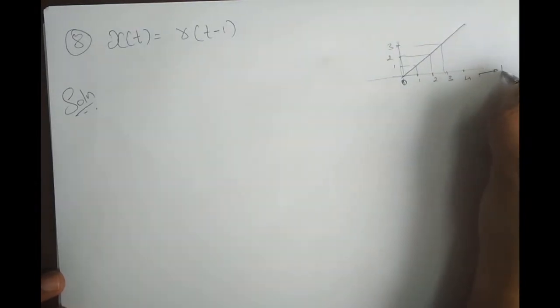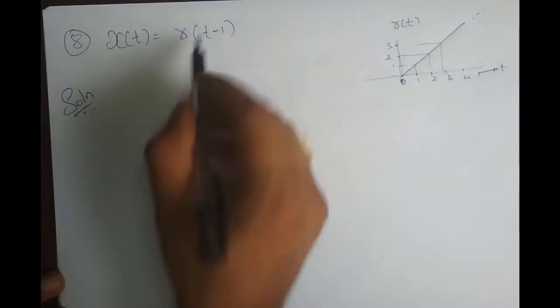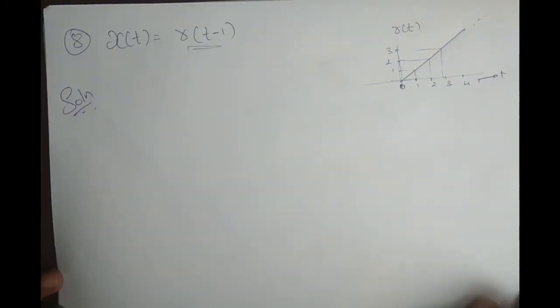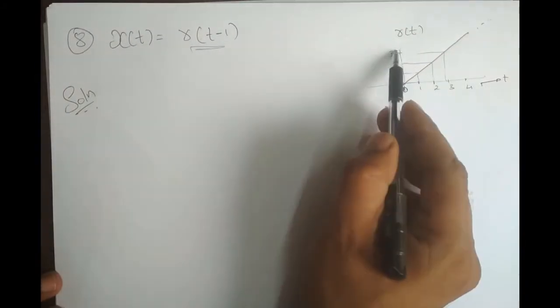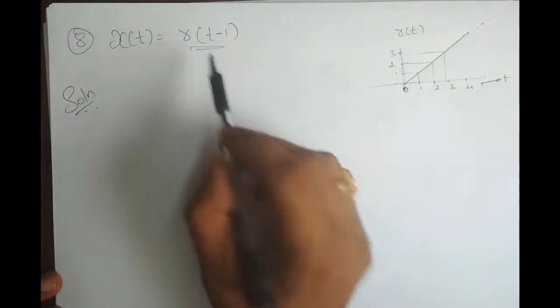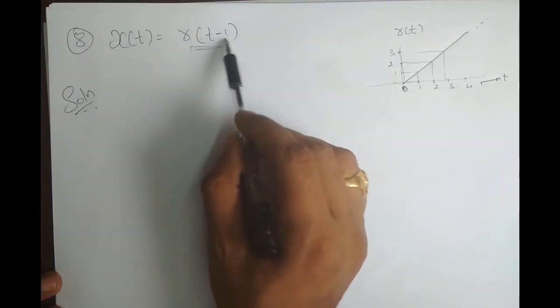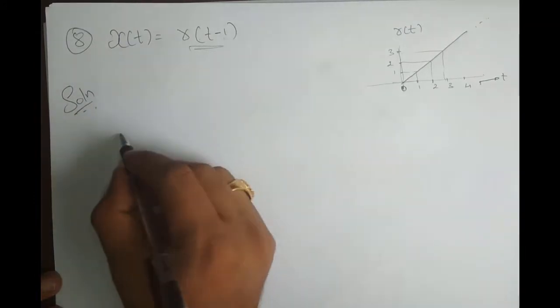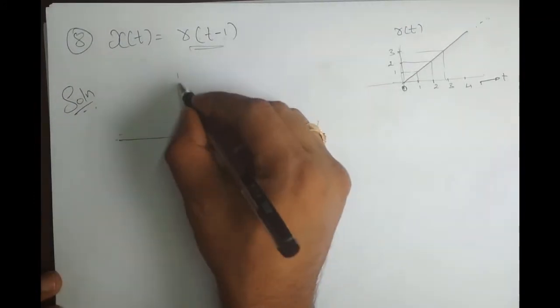Okay, so this is r of t. This goes on. This is our r of t. Now what I need is r of t minus 1. So what do you mean by r of t minus 1? R of t shifted where? Right or left? Since I have negative, I have to shift it right. How many times do I need to shift? I need to shift it one time. So therefore r of t minus 1 looks something like this.